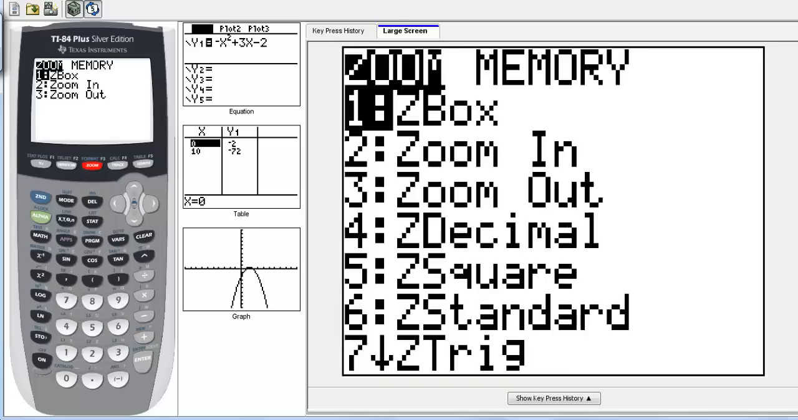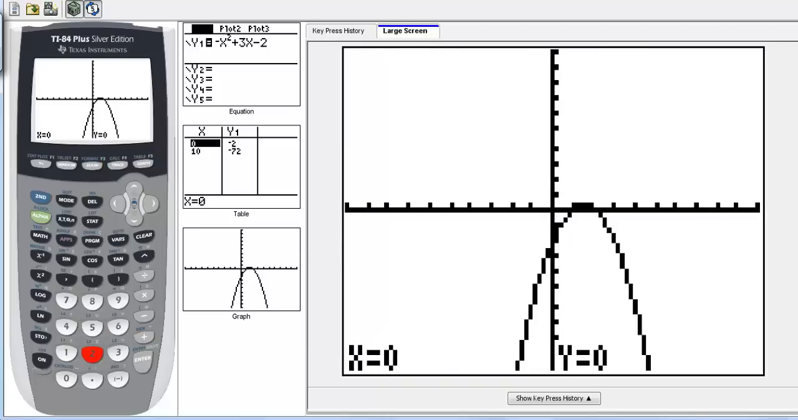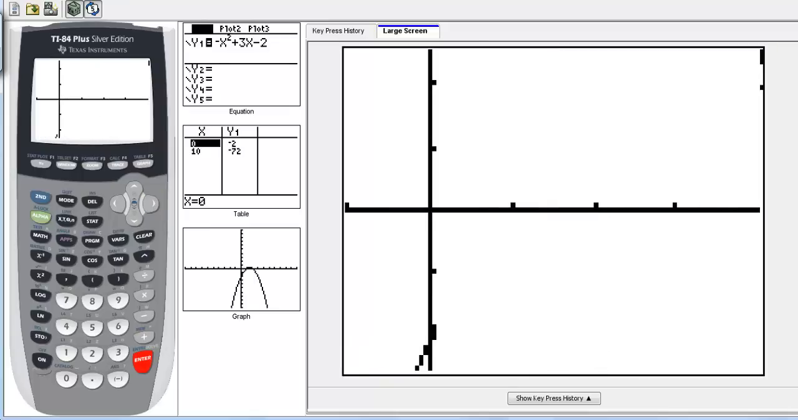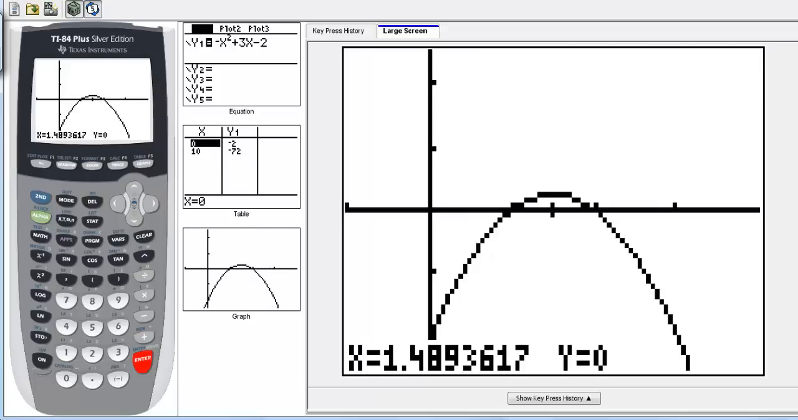So if I hit the zoom button and number 2 says zoom in, now we can move the cursor to the point we want to zoom in closer to. So I'm going to move the cursor over here to the right a little bit, close to where this relative max is, and then I'm going to hit enter, and it's going to zoom in right on that point. So we'll notice that the parabola goes up a little bit, so the relative maximum point is a little bit higher than the x-axis.